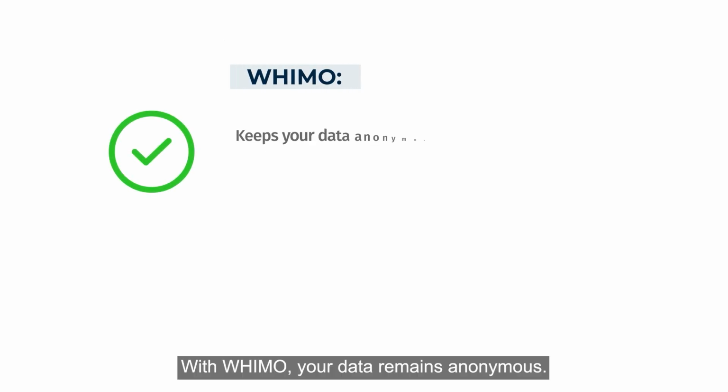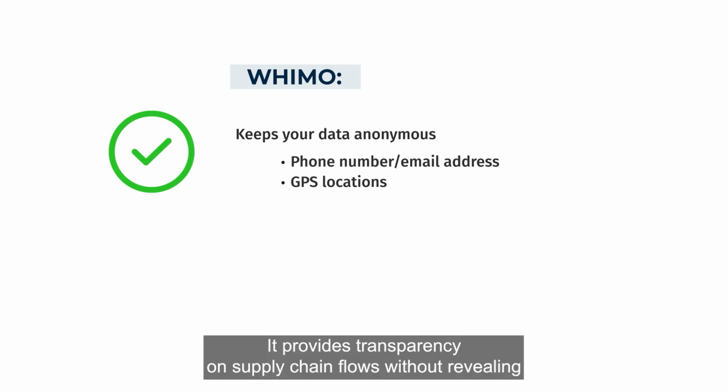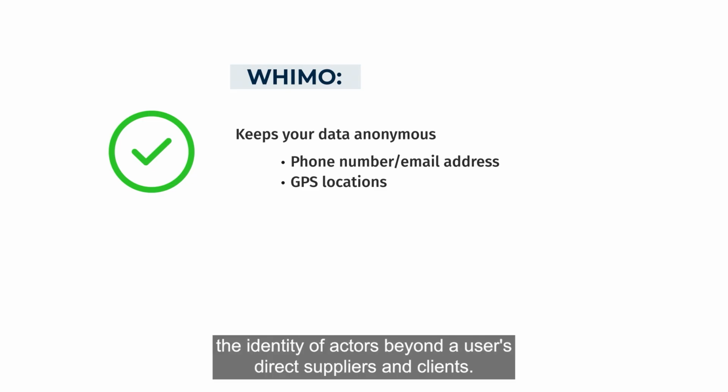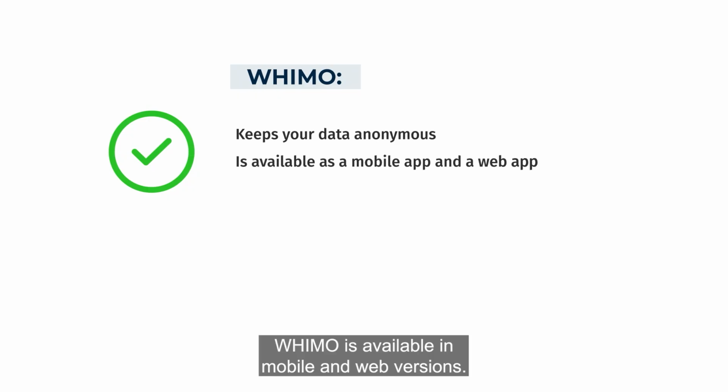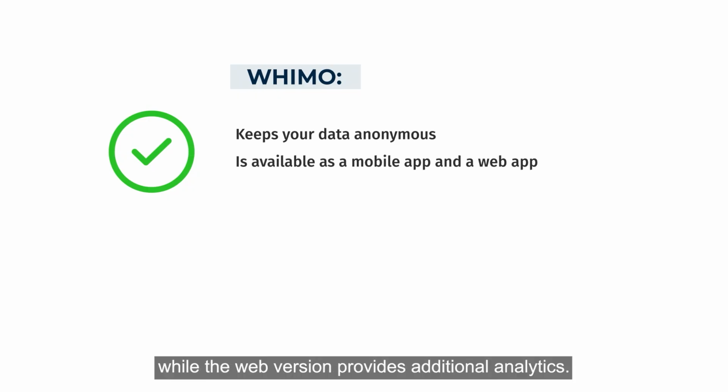With WHIMO, your data remains anonymous. The app only requests a phone number or email address and GPS locations. It provides transparency on supply chain flows without revealing the identity of actors beyond a user's direct suppliers and clients. WHIMO is available in mobile and web versions. Transactions are mobile only, while the web version provides additional analytics.